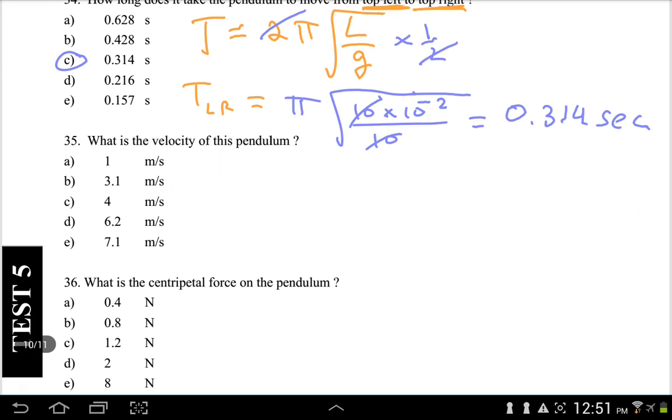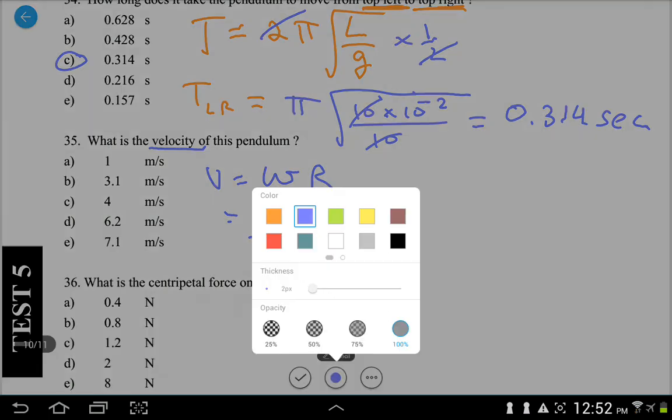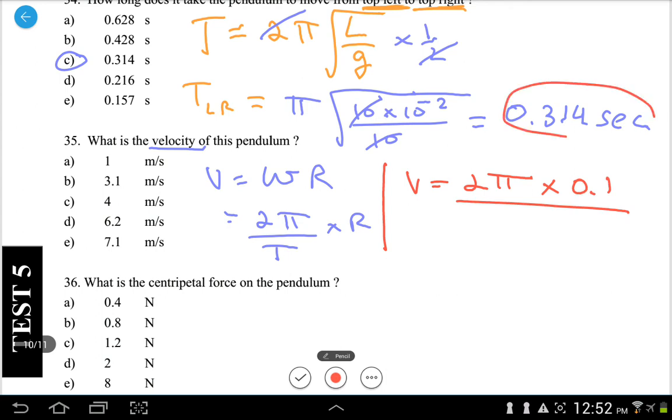All right, number 35. What is the velocity of the pendulum? You want to find v. You use the formula v equals omega r. Omega is 2 pi over the period T, times r. Now I'm going to plug all the values in. This is what I'm getting. v equals 2 pi times r, and I realize that r is 10 centimeter, which is 0.1, divided by T. Now this T is double that.